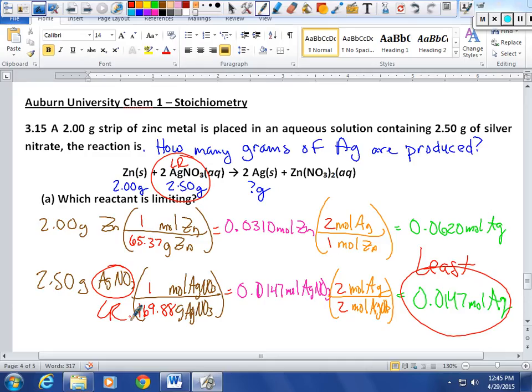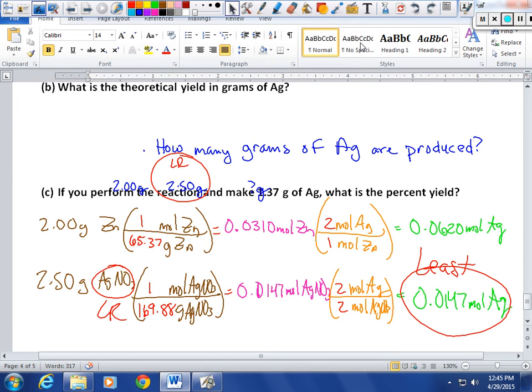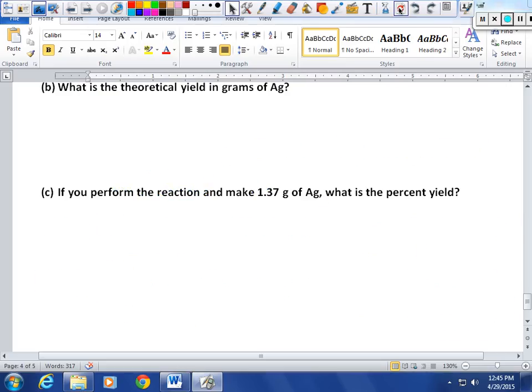So now let's look at part B. What is the theoretical yield? Now we got to talk about this. What in the world does theoretical mean? In theory, what does in theory mean?